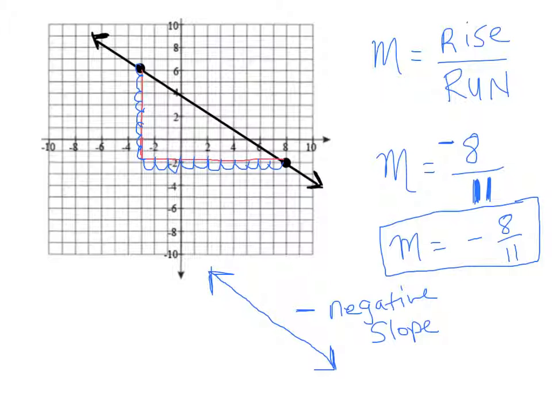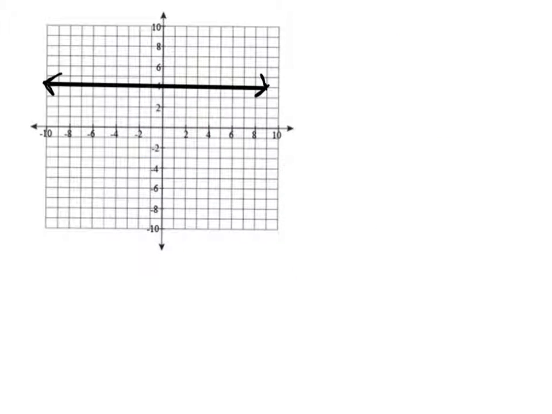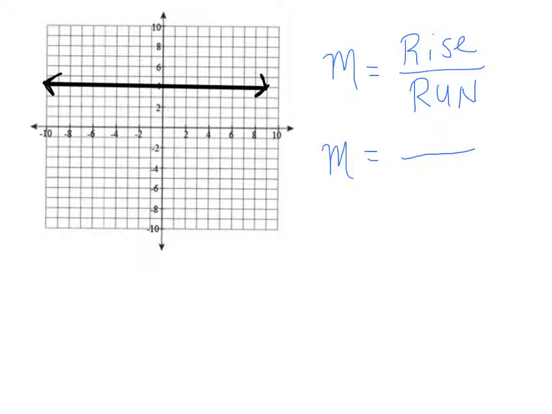All right, let's take a look at another line. Okay, this line is a horizontal line. Okay? So let's take a look at what the rise and the run might be. So if I'm looking at the run in this case, this line has a lot of run. All it does is run. It never actually rises. So you see that it always goes from side to side.